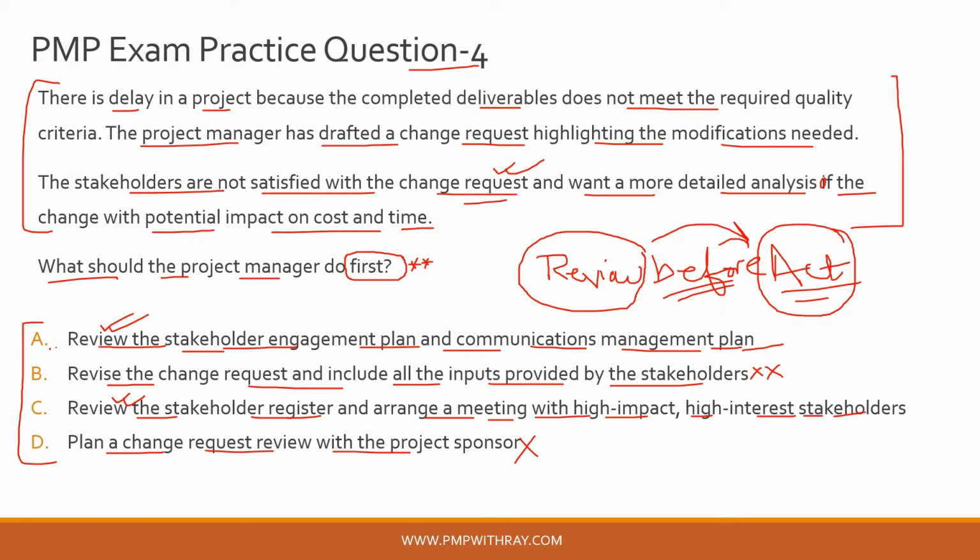So we have a tie between option A and option C. Now let's look at option C very closely. Review the stakeholder register and arrange a meeting with high impact, high interest stakeholders.